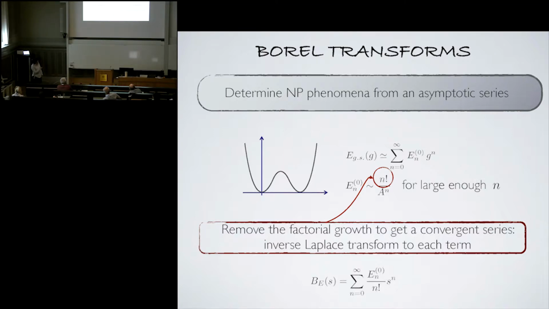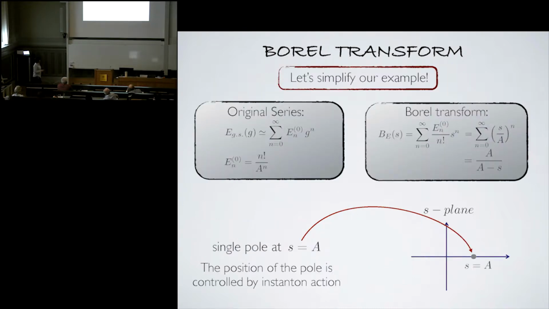But again, in simple terms, what I'm going to do, this is all a formal expansion, it's divergent. So what I will do is take an inverse Laplace transform of each one of the terms here. Of course, because I have a divergent series, that doesn't mean that I'm taking an inverse Laplace transform of the full sum, because I'm just doing a formal procedure. And basically what that does is it removes the factorial growth. Exactly. And if it removes the factorial growth, now you have a series that has a finite radius of convergence. And that finite radius of convergence is exactly related to the non-perturbative phenomena.